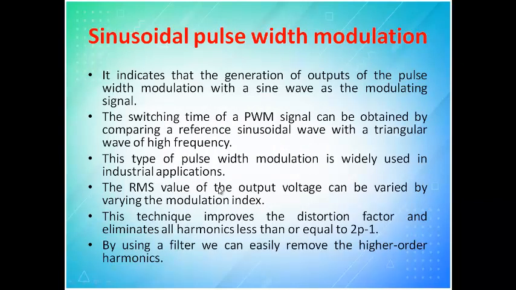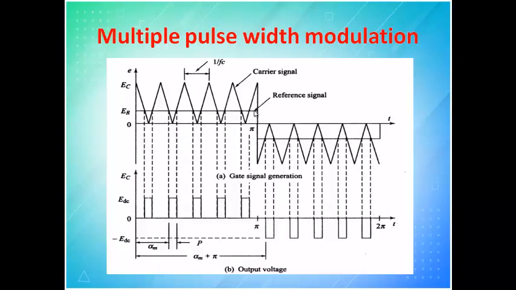This type of pulse width modulation is widely used in industrial applications. The RMS value of the output voltage can be varied by varying the modulation index. So the width you can vary. The modulation index can be varied by varying the input sine.